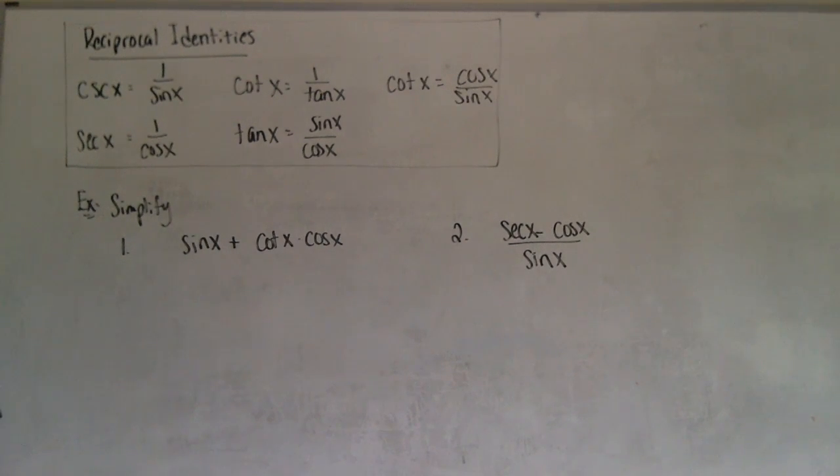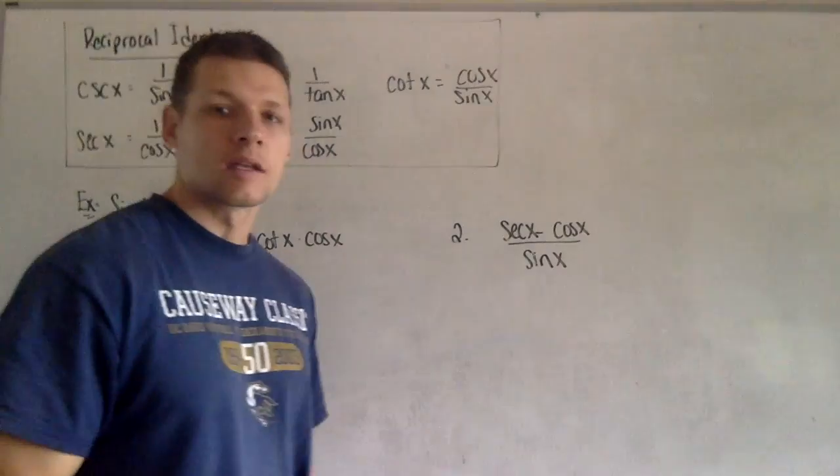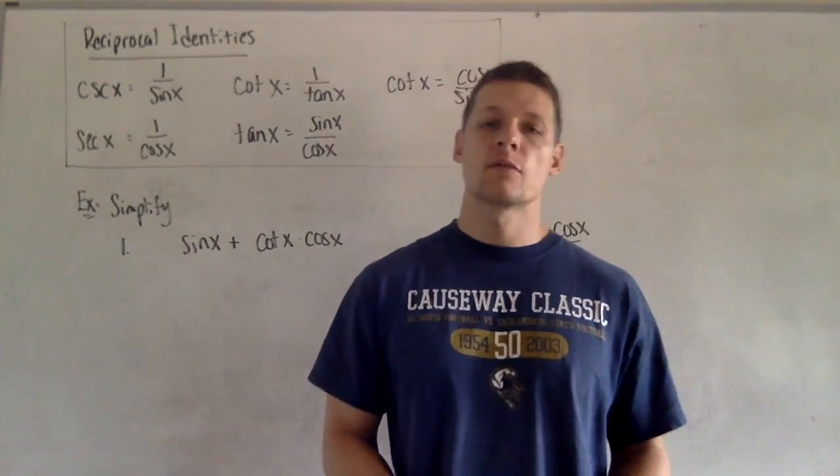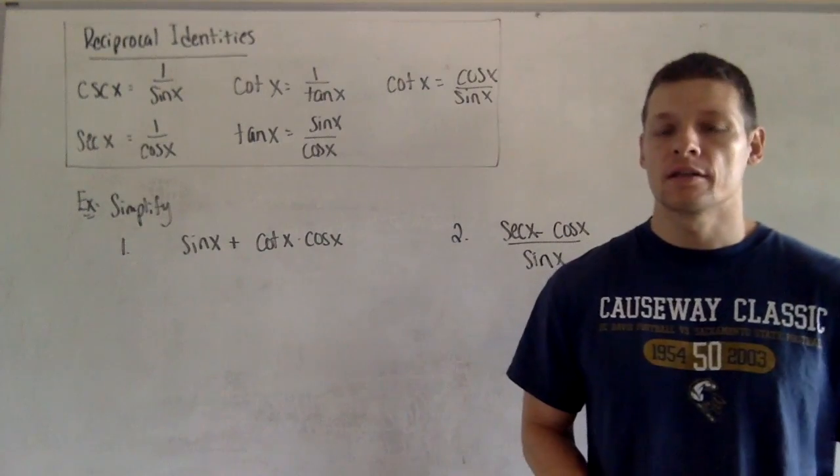Okay, we're in chapter 7.1. We're talking about identities, and we're going to practice proving identities. First, we're going to do simplifying identities.